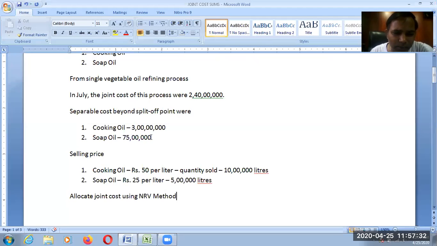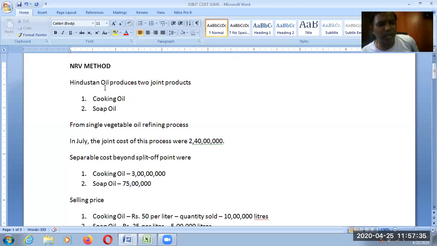Coming back to our sum, just a revision. Hindustan Oil produces two products, cooking oil and soap oil. The joint cost is 2 crore 40 lakh rupees. Cooking oil is 3 crores and soap oil is 75 lakh. These are the separable costs.